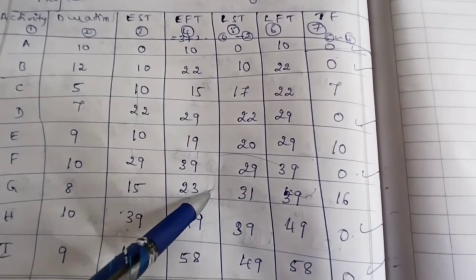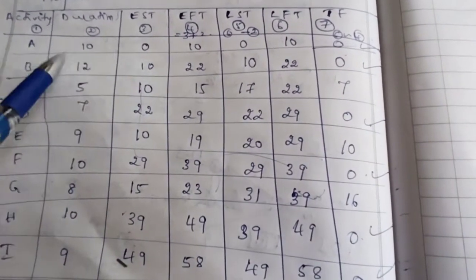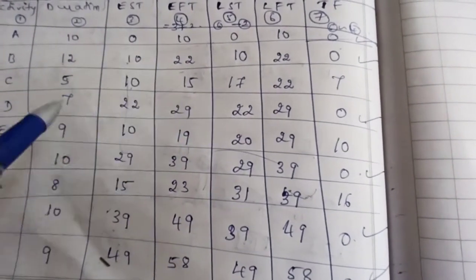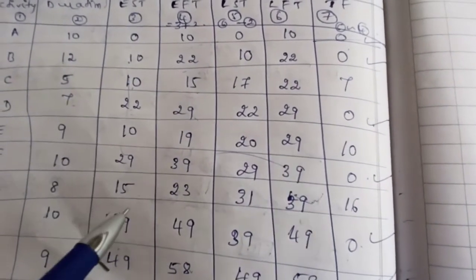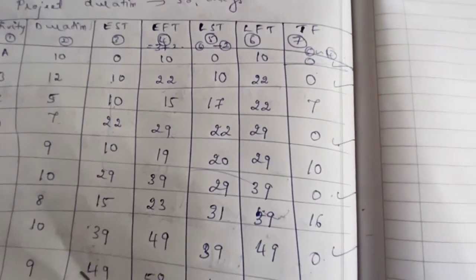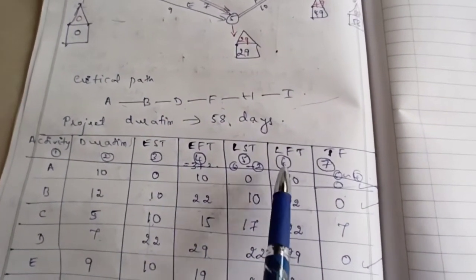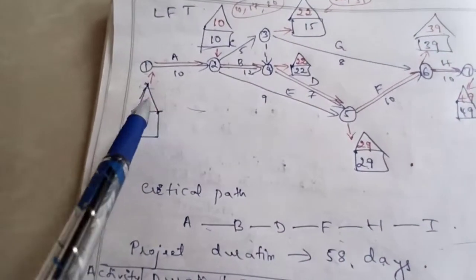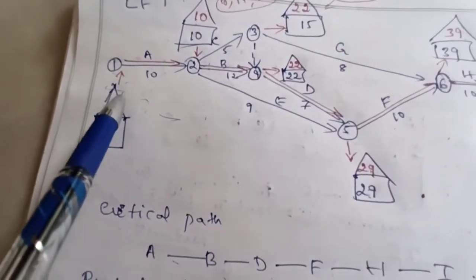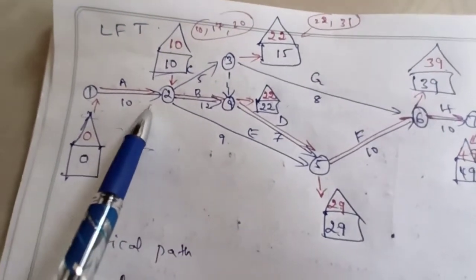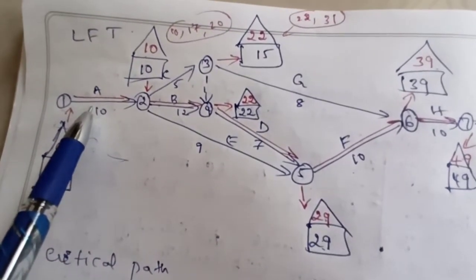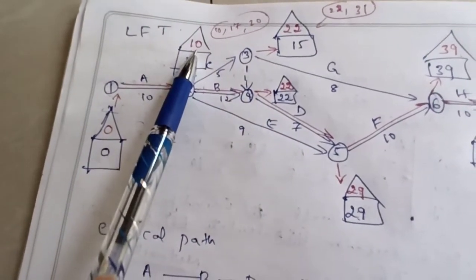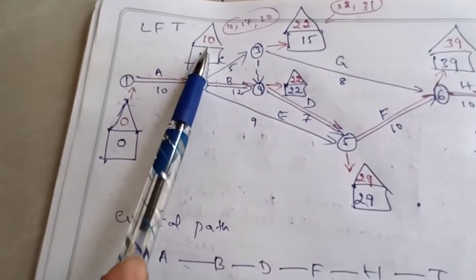Now the EFT value is nothing but the EST value plus duration. So 10 plus 0, 12 plus 10, 5 plus 10, 7 plus 22. So like that I completed that column. Then the LFT value is again from the network diagram. While writing the LFT value for A, I have to see the tail node. So in the tail node, the LFT value for the activity A is 10.